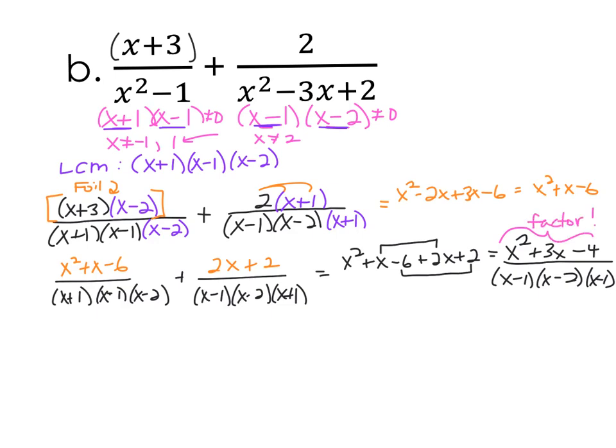What are two numbers that multiply to get negative 4, but also add to get positive 3? That would be 4 and negative 1. So I'm just going to keep going with this. 2 parentheses on top, x and x, plus 4, minus 1, all over, again, your LCM of x minus 1.